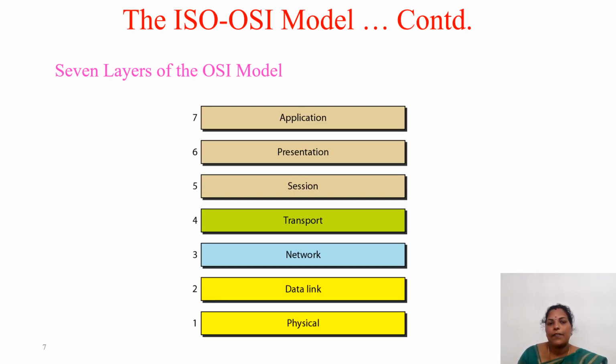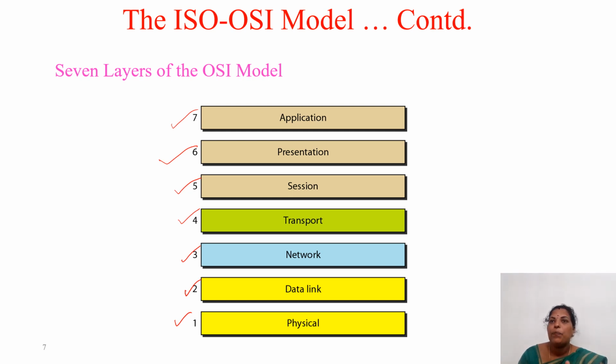These are the 7 layers of the OSI model. The first layer is the physical layer, then data link layer, then network layer, transport layer, session layer, presentation layer, and application layer. Based on the application, we can choose some of the layers also. Not all layers are necessary.